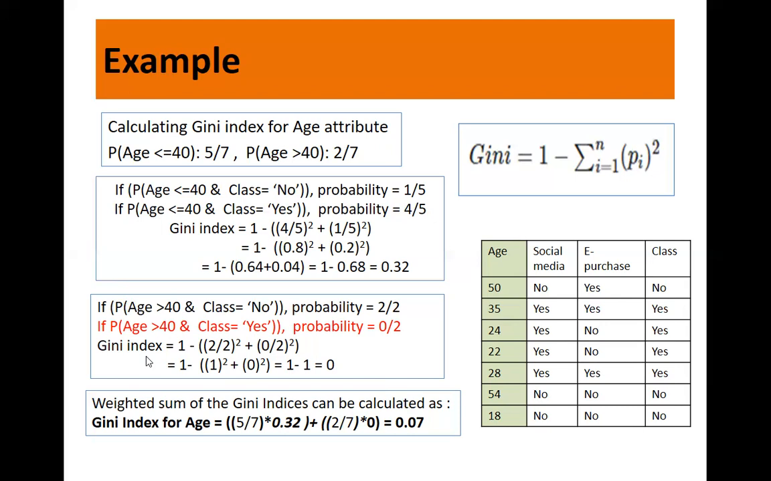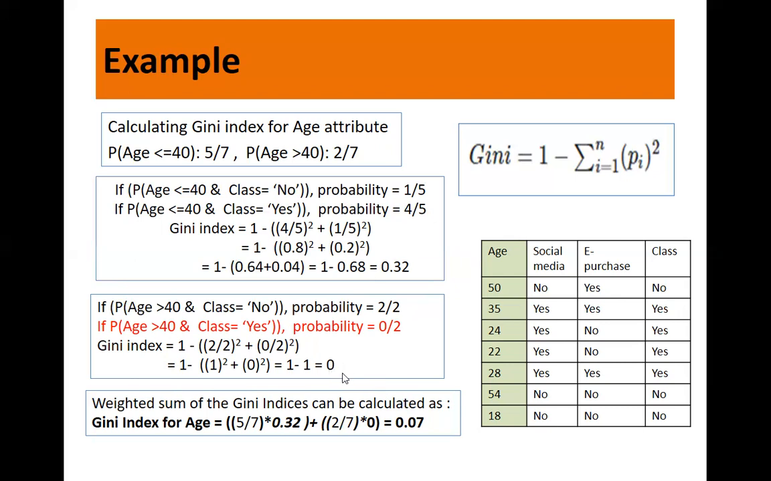So the Gini index again we calculate here, substitute the values: 1 minus probability of no, that is 2/2, plus probability of yes, that is 0/2. Take the squares, fine. So what you get as the answer is 0. So the Gini index here is 0.